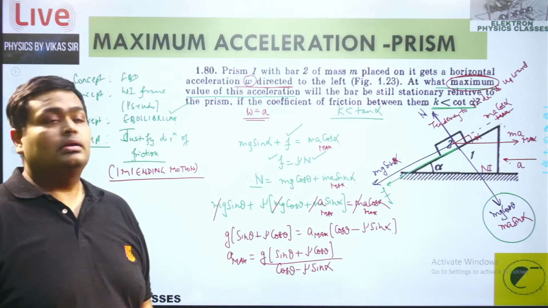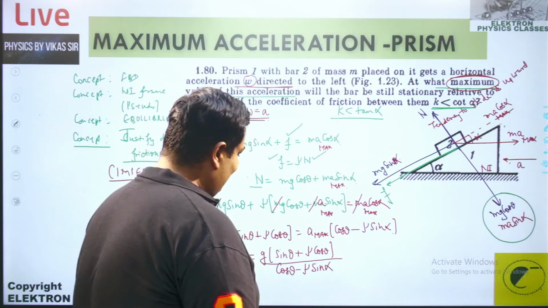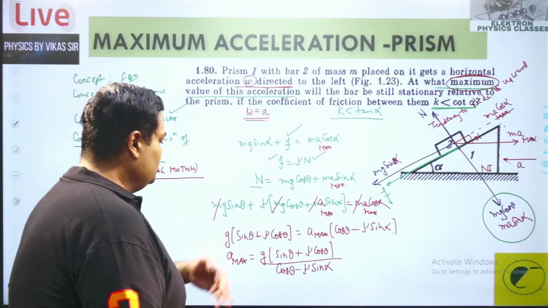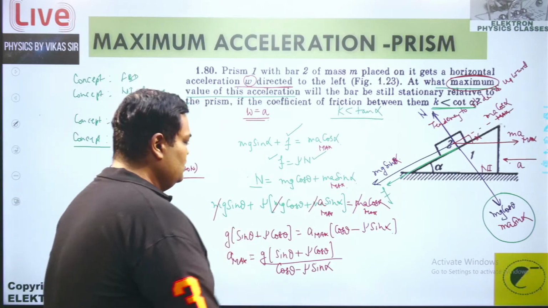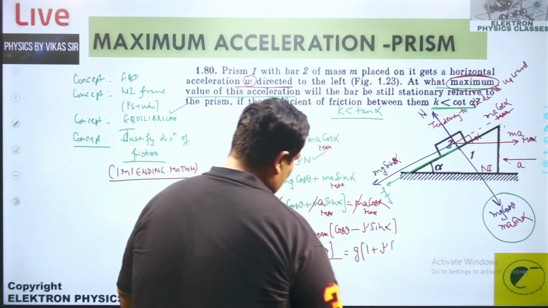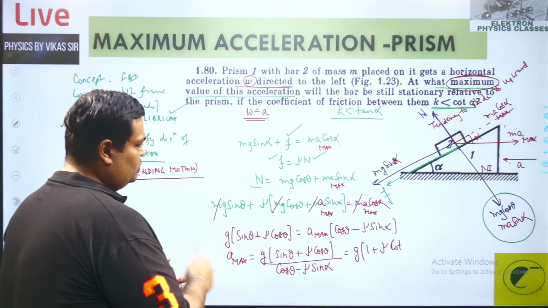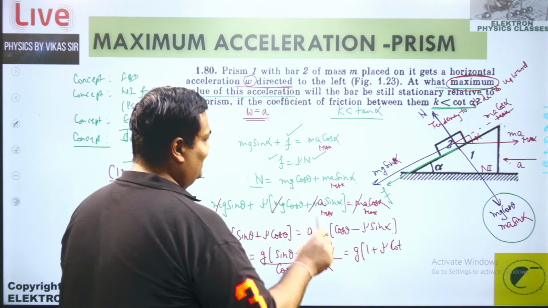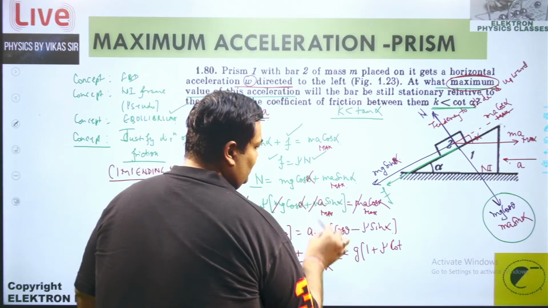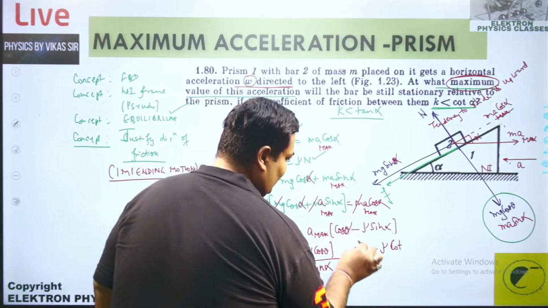Reduce it. Just do it once. Let's divide this whole idea by, let's say, sine theta, the numerator and the denominator. So that should be g into 1 plus mu cos theta by sine theta, cot theta. It was all alpha basically. There is no theta anywhere. This is all alpha.